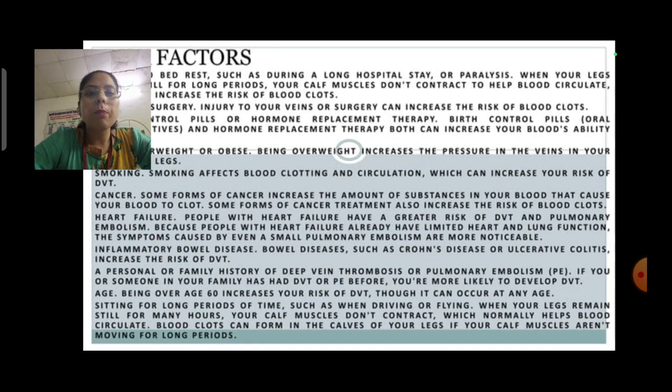Sitting for long periods of time, such as when driving or flying, when your legs remain still for many hours, your calf muscles do not contract, which normally helps blood to circulate, and blood clots can form in the calves or legs, if your calf muscles aren't moving for a long time.